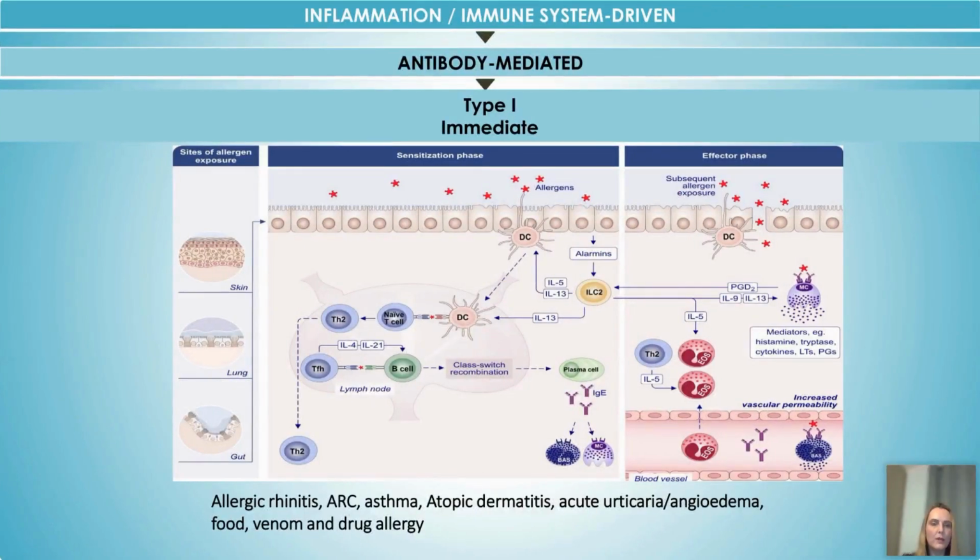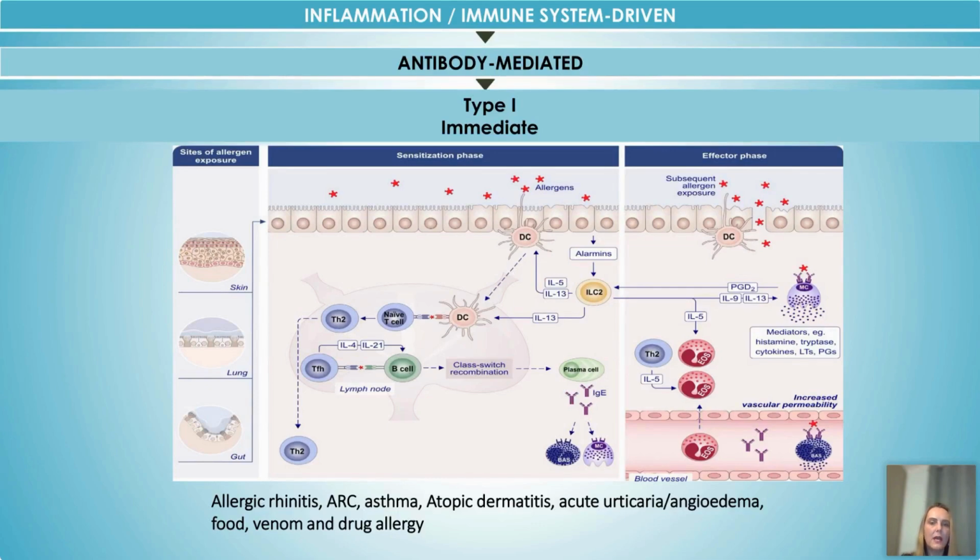So in type 1, we have the allergen is exposed to the epithelial cells in the skin and the lung and the gut. And then the dendritic cell goes to the lymph node where the antigen is exposed to the naive T cells and the Th2 cell response is activated. And then that is under the influence of interleukin 4 and 21. These cells class-switch to plasma cells, then they increase the IgE antibody production.